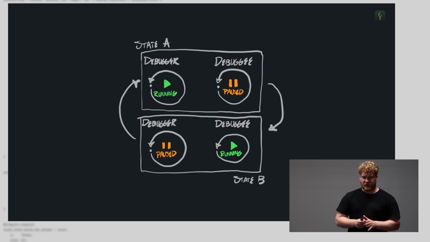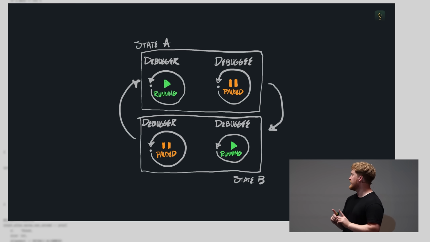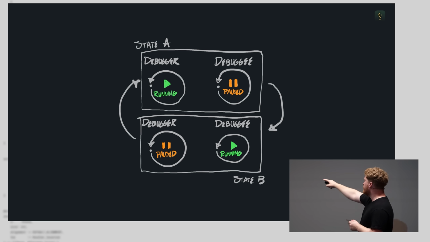The piece of the debugger that's doing process control and the debugger itself are in one of two states you can think of. Either the debugger's process control is running and the debugger is paused, or the debugger's process control is paused and the debugger is running. So a ping pong between these two states is happening.